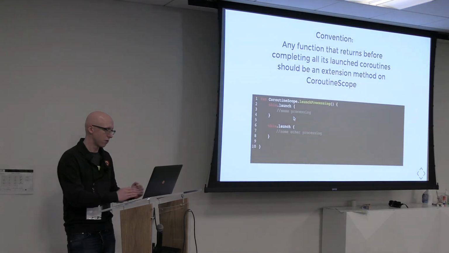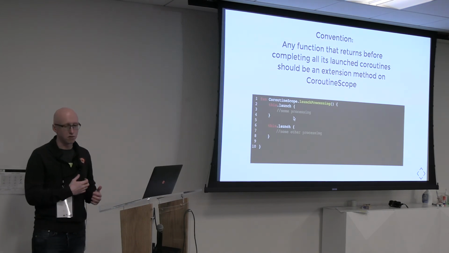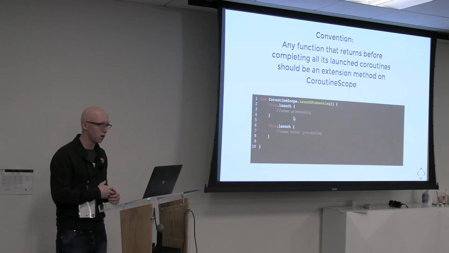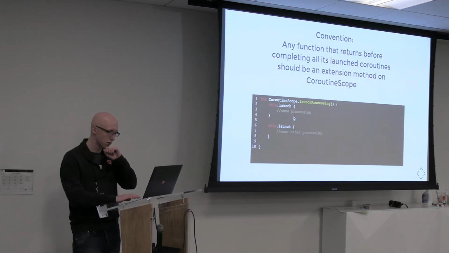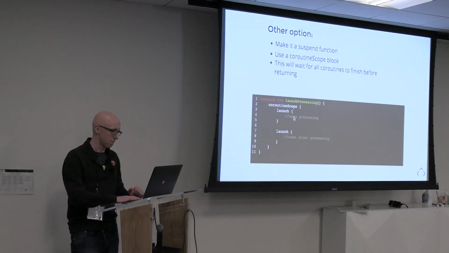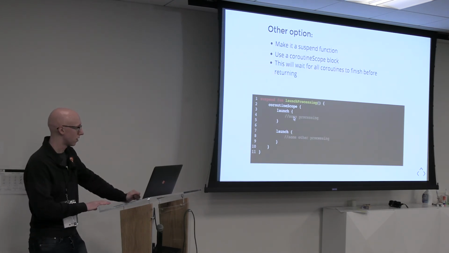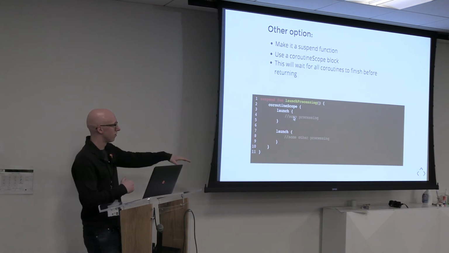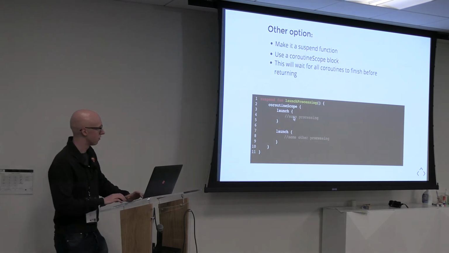So the convention is that any function that returns before completing all of its launched coroutines should be an extension method on CoroutineScope. You're essentially passing in the coroutine scope. The caller can then use whatever scope it wants and cancel all of these coroutines whenever it wants. Another option is to make it a suspend function and use a coroutineScope block. This will behave a little differently, so they won't be long running in the background, but you won't reach the end of the coroutineScope block until all the coroutines in it are finished, which can be really useful in some cases.